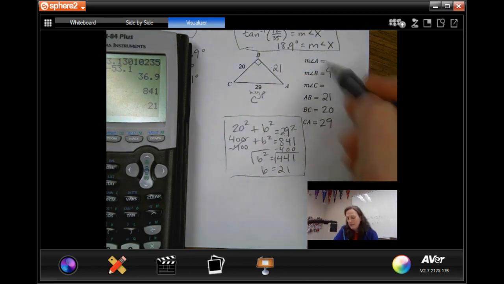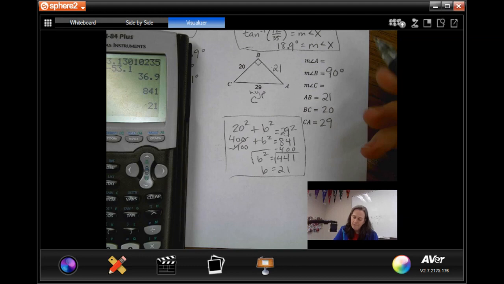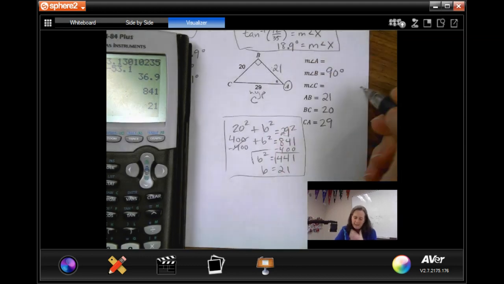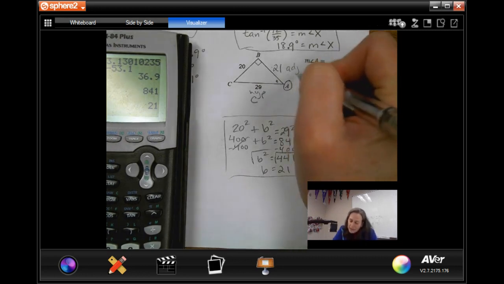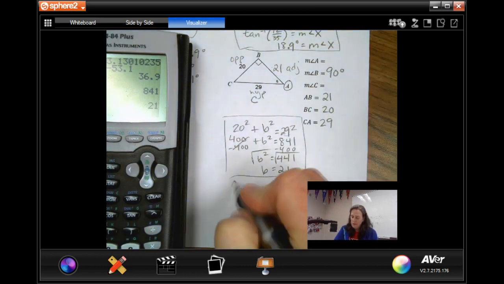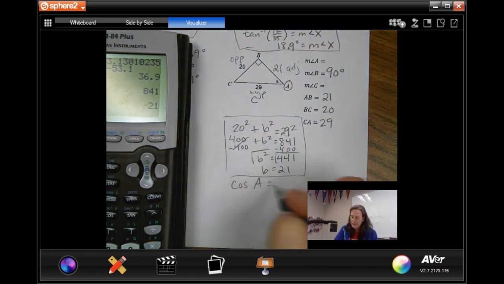Now we pick, do we want to work on A or C? I'll just pick A. All right, and let's see, adjacent, opposite. I think I'll just do cosine. Cosine of A is adjacent over hypotenuse. All right, and you might have picked a different one. That's okay. Our answers should come out to be the same if we both do it right. That's the measure of angle A.